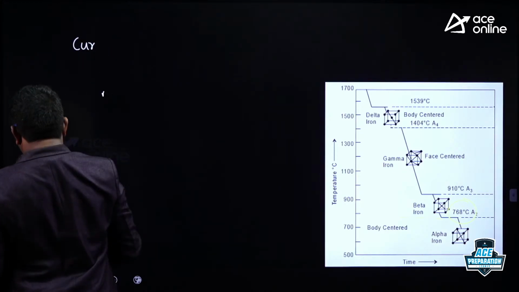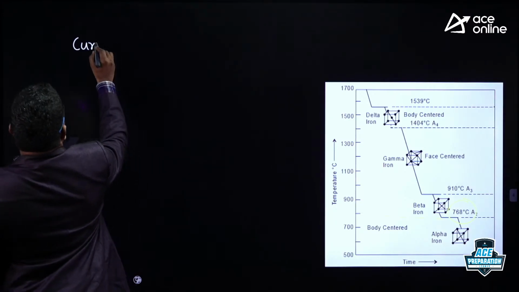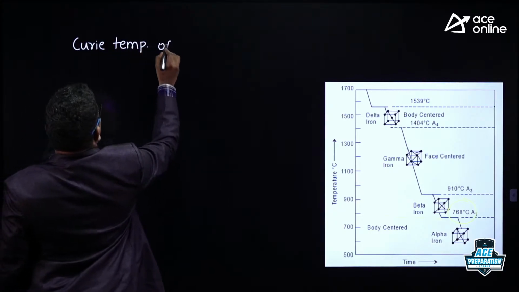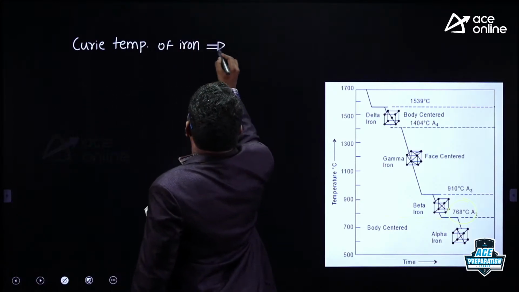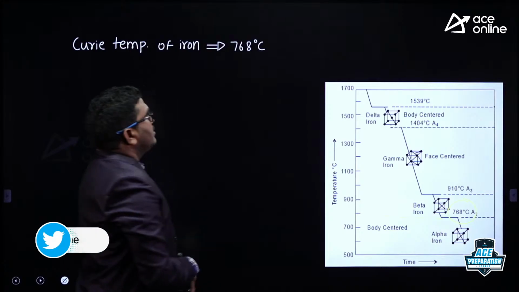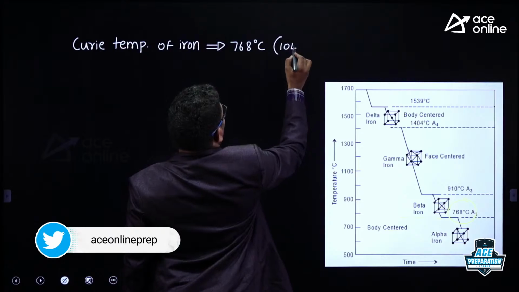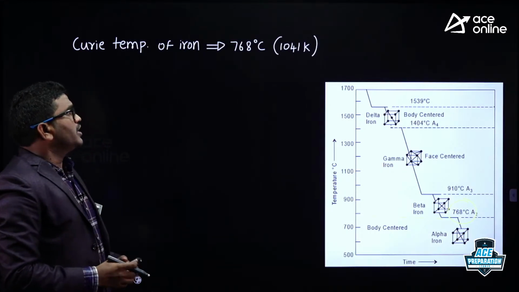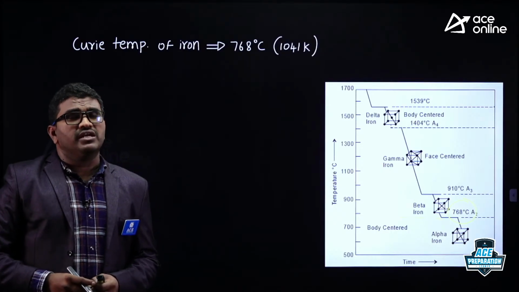Remember, this is very, very important. The Curie temperature of iron is 768 degrees Celsius, or in terms of Kelvin, very, very important, 1041 Kelvin. The Curie temperature of iron is 768 degrees Celsius or 1041 Kelvin.